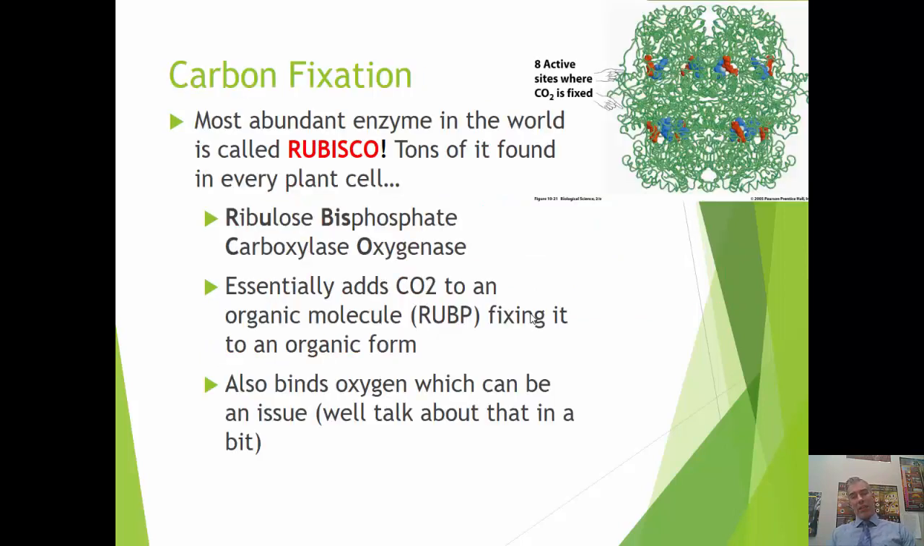The process of carbon fixation occurs in an enzyme, the most abundant enzyme in the world, which is called rubisco. There's tons of it found in every single plant cell. It's almost inconceivable how much of this enzyme exists on this planet. It's basically an acronym for ribulose bisphosphate carboxylase. Ribulose bisphosphate is one of the substrates. It's going to take carbon dioxide or oxygen, and we'll talk about why that becomes an issue later, but carbon dioxide, and puts it on this molecule, ribulose bisphosphate. You don't have to know that, but you do have to know the name of this enzyme. Okay? It's going to take CO2 out of the air and fix it to an organic molecule, making it organic.